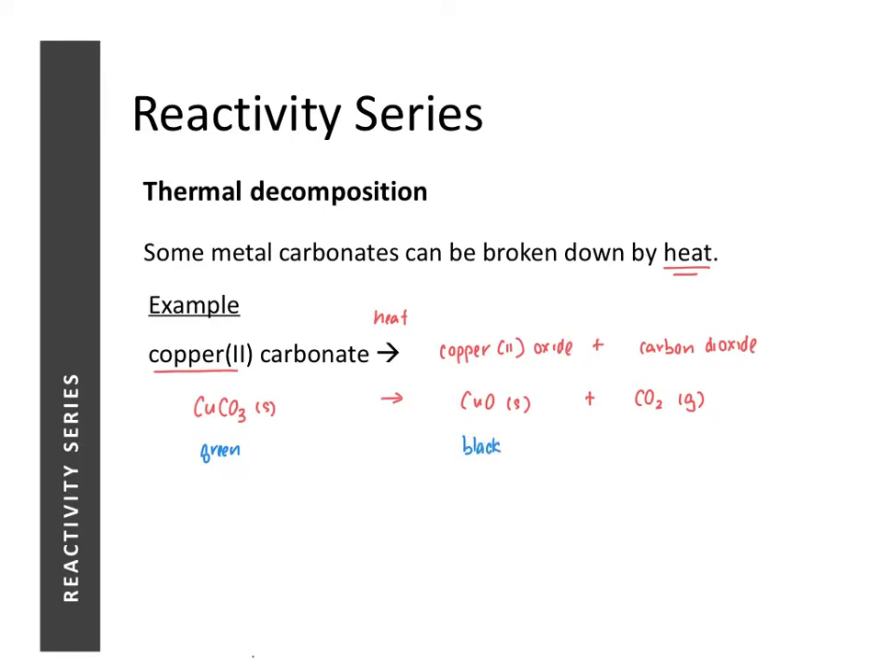is black. So what happens when you heat copper 2 carbonate is that you are heating a green solid, and on heating the green solid you will find that it turns black, with the evolution of a gas. So if you were to connect the experimental setup using a delivery tube into lime water, you will find that the lime water forms a white precipitate because carbon dioxide gas is being produced.